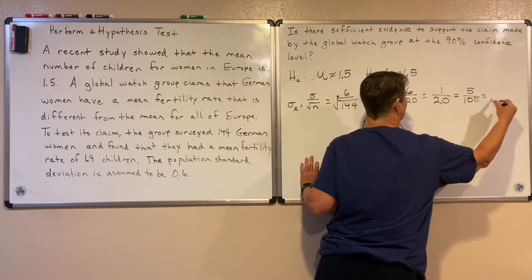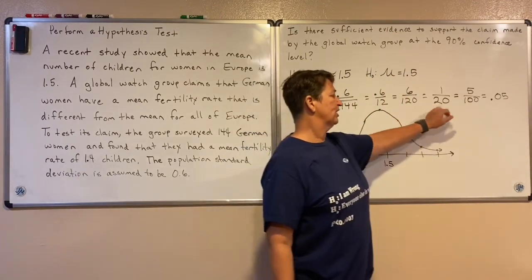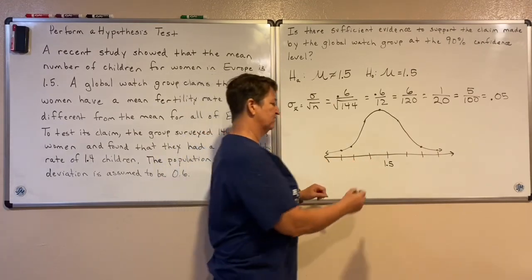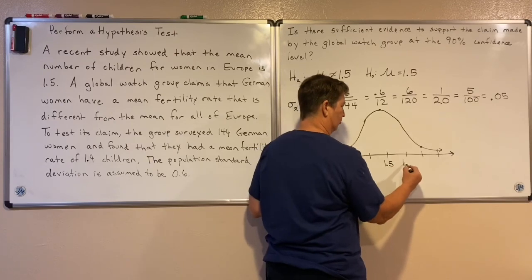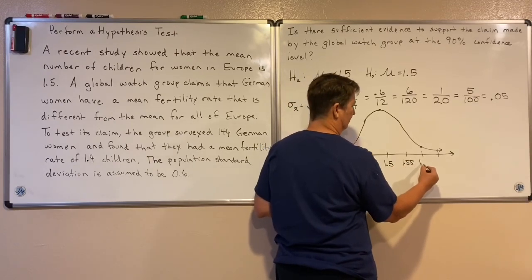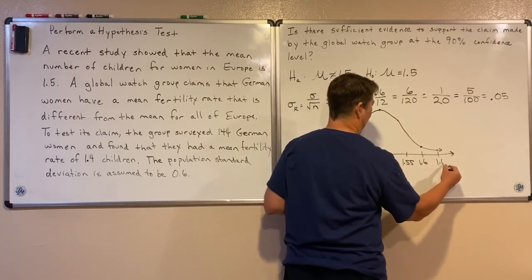So that's the same thing as 5/100ths. So my standard deviation is 1/20th or 5/100ths. So I'm just going to count by those 5/100ths. If I add 5/100ths to 1 and 5/10ths, I get 1 and 55/100ths. Add another 5/100ths and I get 1.6. Add it again and I get 1.65.